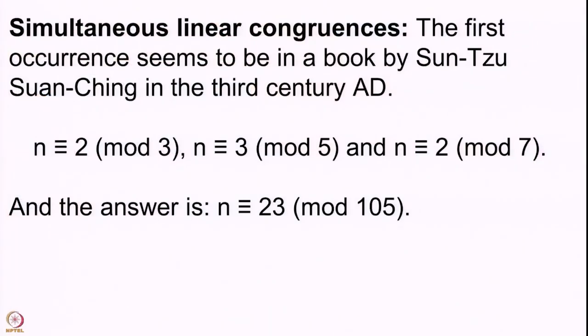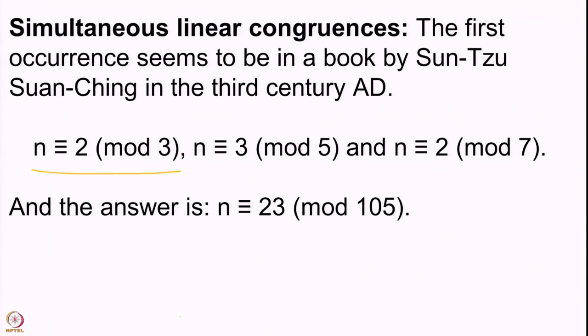should be a_i. This is the problem, and the first occurrence until now is in the 3rd century AD, from China, and that is why it is called the Chinese remainder theorem. As we can read here, it is in a book by Sun Tzu, and the problem was an elaborate one, but in mathematical lingo this translates as asking for a natural number n which is congruent to 2 mod 3.